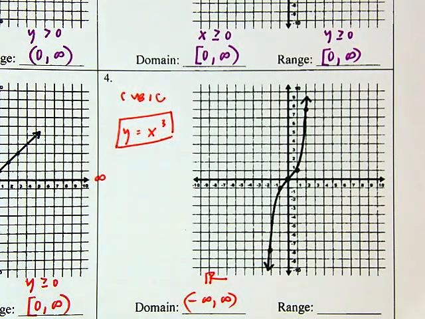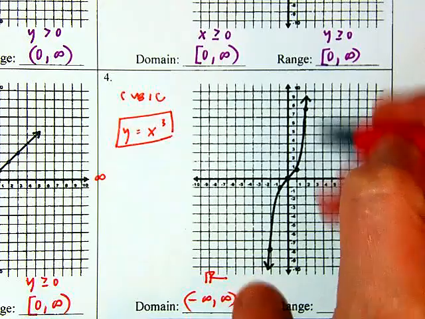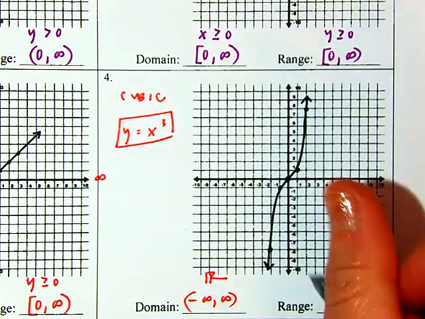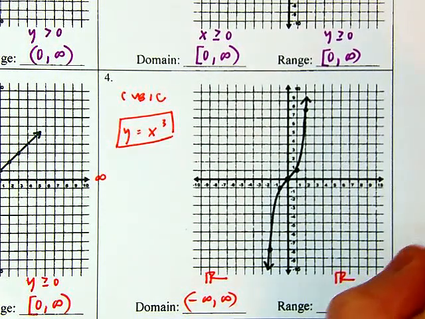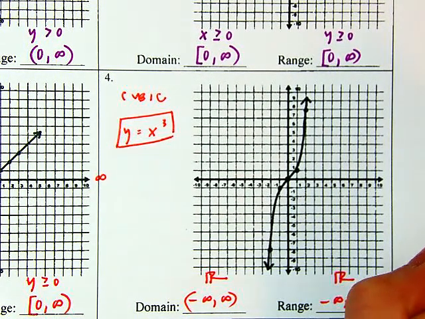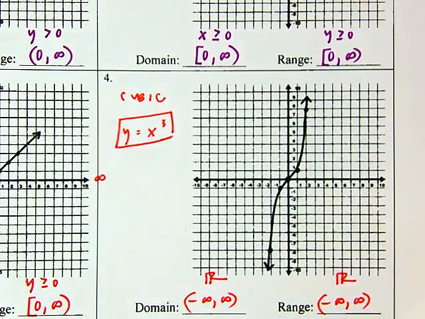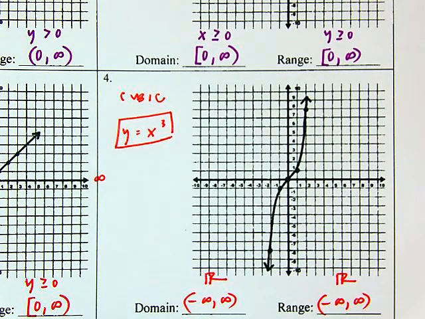Well, how about the range? How about the y values? Well, it keeps growing up and down, so all real numbers again. This is what's nice about the cubic function. The domain and range are both all real numbers, or negative to positive infinity.